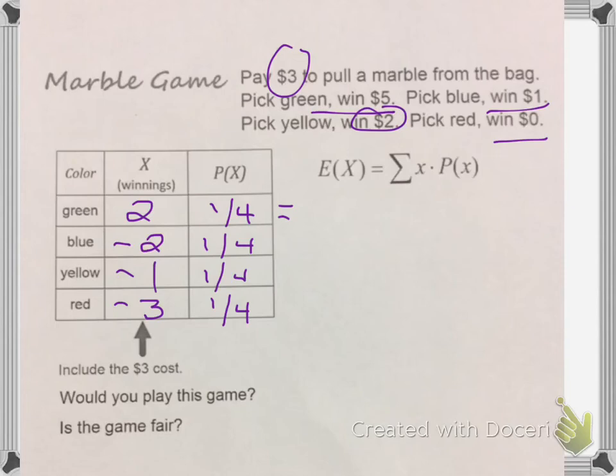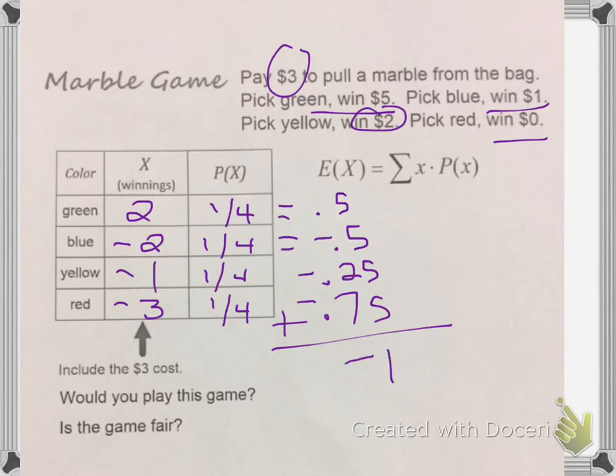and get my solutions here so that I can figure out my expected value. 2 times 1/4 is 0.5. Negative 2 times 1/4 is a negative 0.5. Negative 1 times 1/4 is a negative 0.25. And negative 3 times 1/4 is a negative 0.75. When I add those all straight down, I get a negative 1. So what that means is that the average person, when they play this game, is going to lose $1.